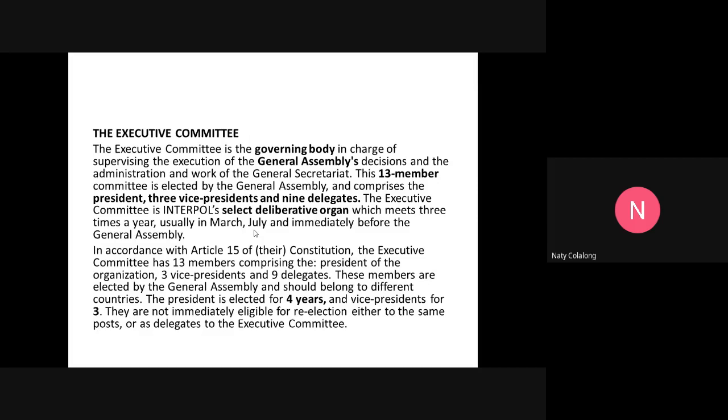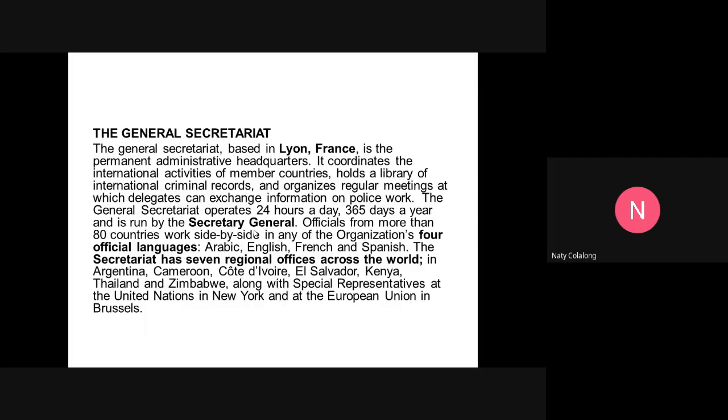In accordance with Article 15 of their Constitution, the Executive Committee has 13 members comprising the President of the organization, 3 vice presidents, and 9 delegates. These members are elected by the General Assembly and should belong to different countries. The President is elected for 4 years and Vice Presidents for 3 years. They are not immediately eligible for re-election either to the same post or as delegates to the Executive Committee.